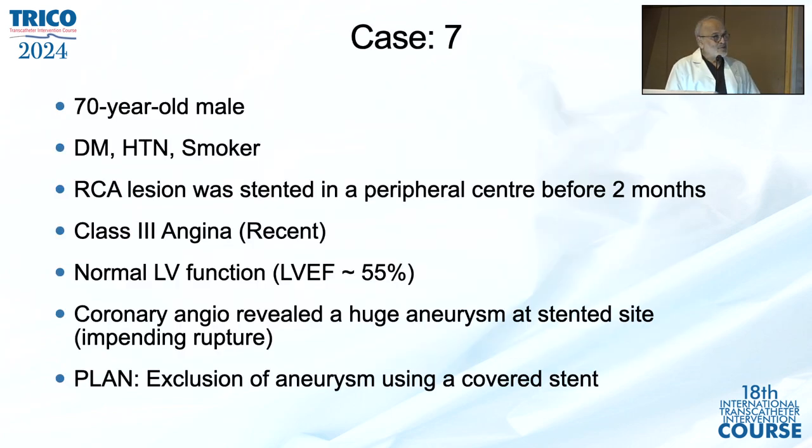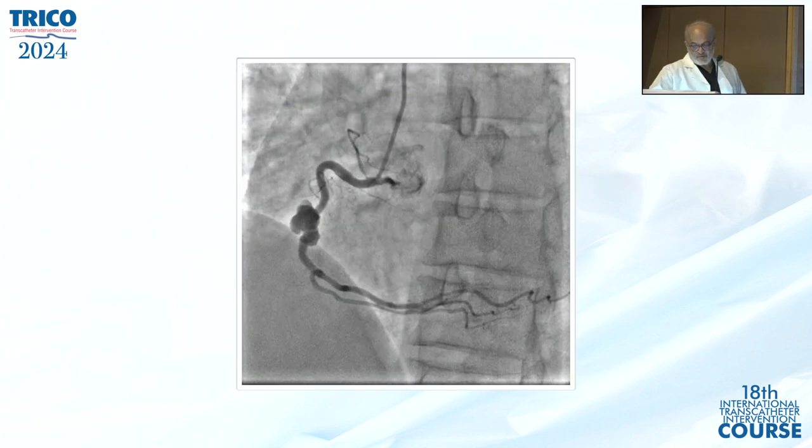Now, this is the third case of aneurysm. The first two we dealt with on table in the cath lab. A 70-year-old gentleman, diabetes, hypertension, history of smoking. RCA was stented in a peripheral center 2 hours away from my place 2 months before, presented with recent class 3 angina, normal LV function, and this was it. What do you think?